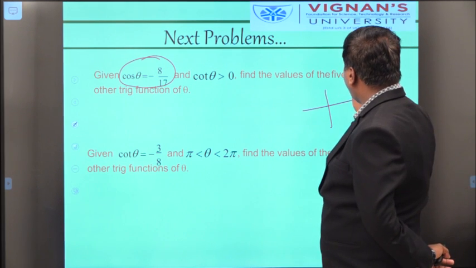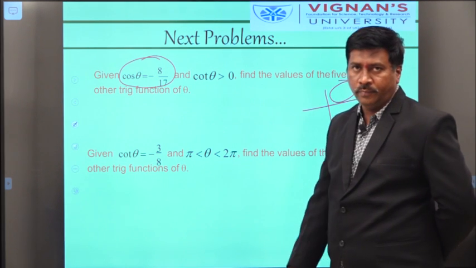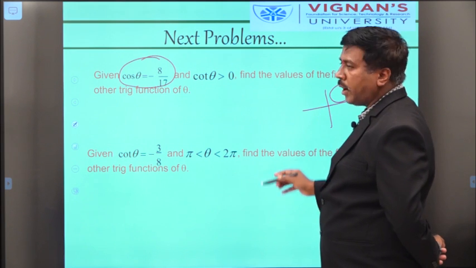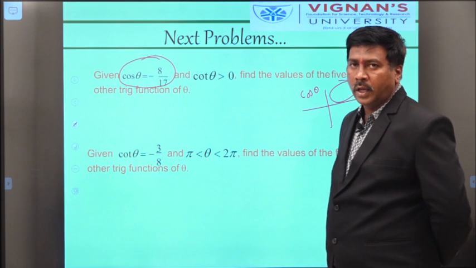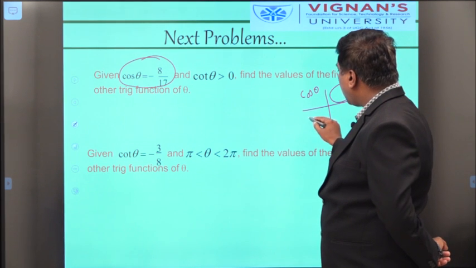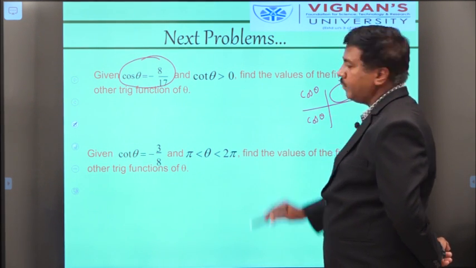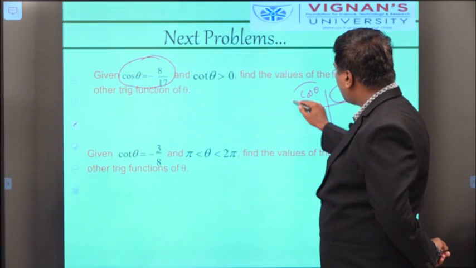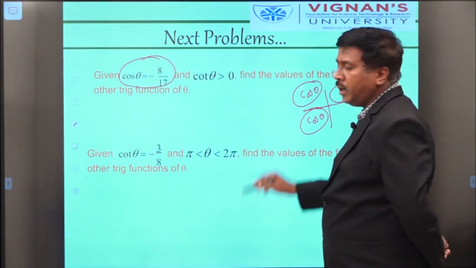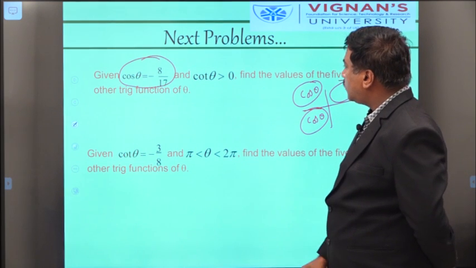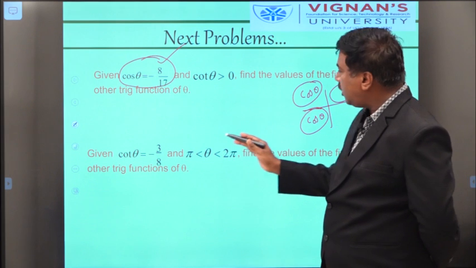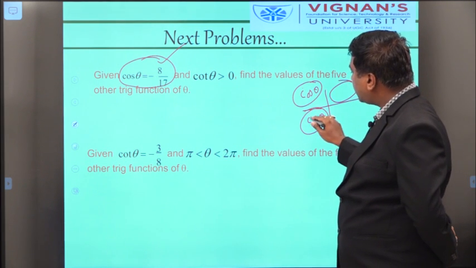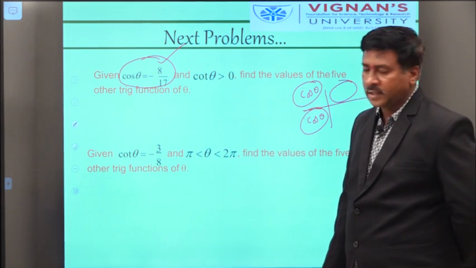In that, all the trigonometric ratios are positive. In the second quadrant, cos will be negative. And in the third quadrant, cos will also be negative. That means in the second and third quadrants, cos will be negative. So one thing you have to keep in mind is that the cos theta value lies in between the second and third quadrants.